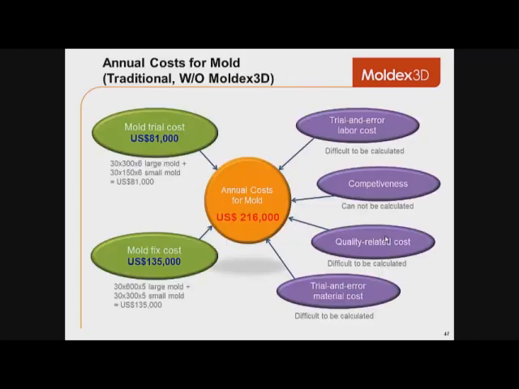Now based on that previous slide, the annual cost for molds in total would be over $200,000, $216,000 to be exact, and that comes from mold trials and mold fix. And in the purple boxes over here, you can see a breakdown of those two large costs. Now, while we're going through this, keep in mind that this is only a rough estimation for a mid-sized company.